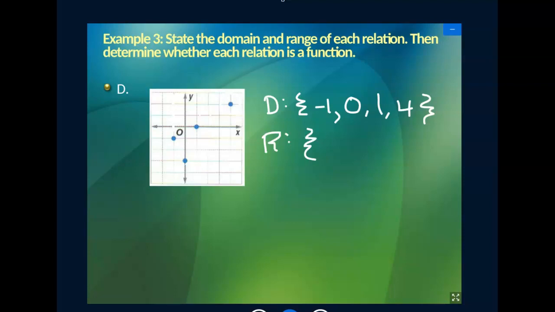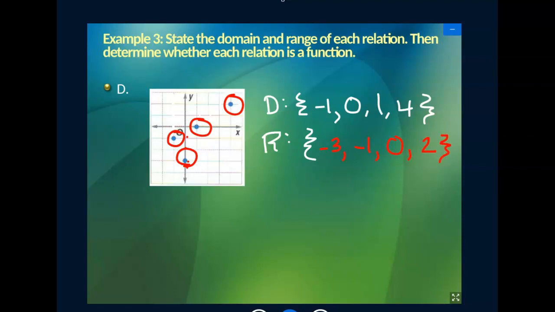The range comes from the y values. So they're going to come from these points here. So what I do to find the y's is start at the bottom. So I'd start with this point here. So y is at 1, 2, 3. Then it goes to this point, so -1, 0. Again, it's okay to circle them, mark them, kind of like I did.